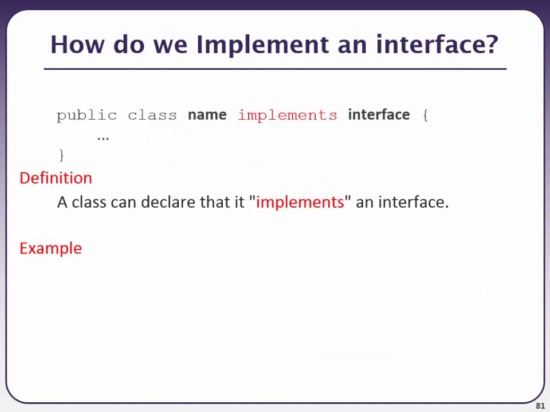So how do we write a class that implements a given interface? The syntax is very similar to what we saw when we talked about inheritance, right? Public class, the name of the class, and instead of saying extends and the name of the superclass, you put implements and the name of your interface. So you are declaring here that this class implements that specific interface. Here's an example: public class Bicycle implements the Vehicle interface that we defined two slides ago.